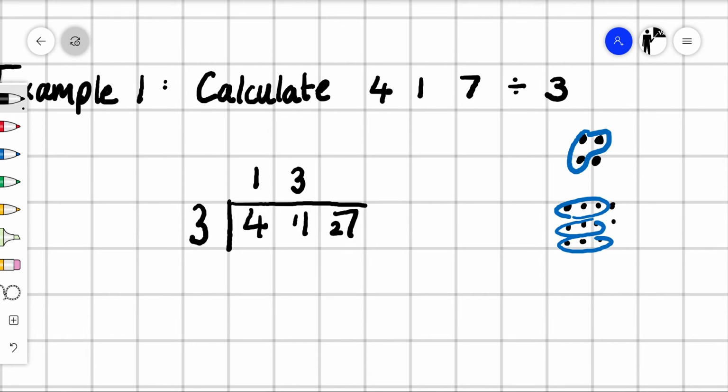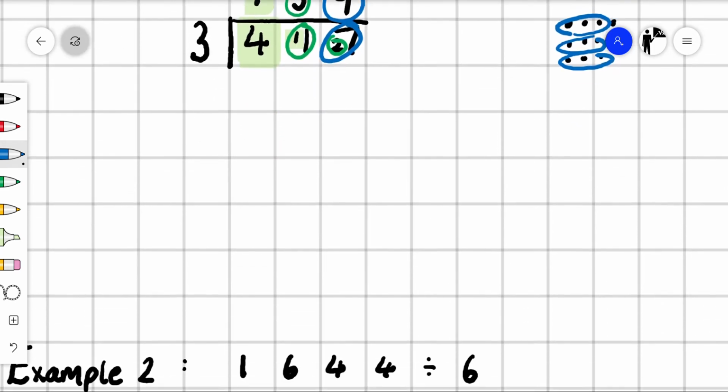And I know my times table. So 27 divided by 3 is 9. My answer is 139. Okay, so just talking through this again quickly. 3 goes into 4 once with 1 left over. 3 goes into 11 3 times with 2 left over. And 3 goes into 27 9 times. 139.